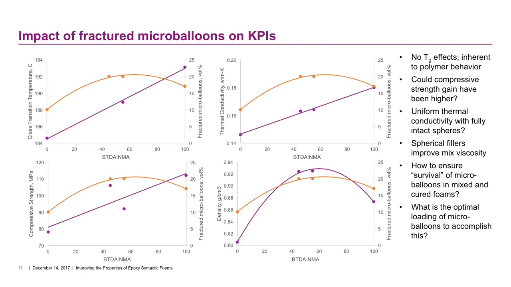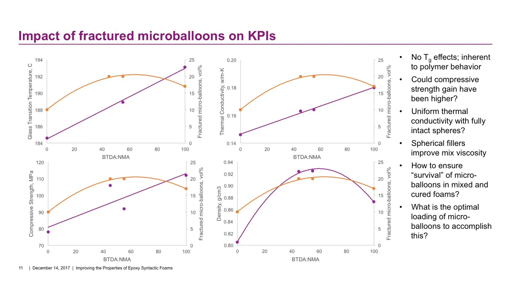The thermal conductivity data now starts to make a little bit of sense because there is a greater degree of fracture in the middle section of data. If that were not the case, and if that line was relatively flat, we believe that the thermal conductivity line would be similarly flat and of a different slope, more level slope. Could there be more uniform thermal conductivity with fully intact spheres? It certainly stands to reason.